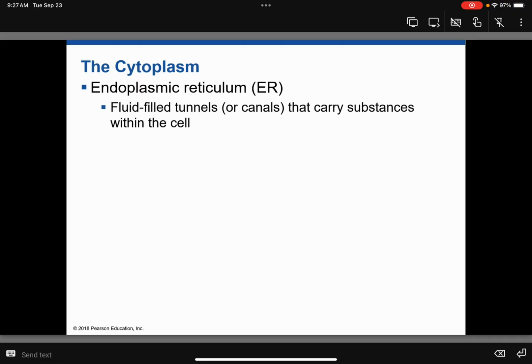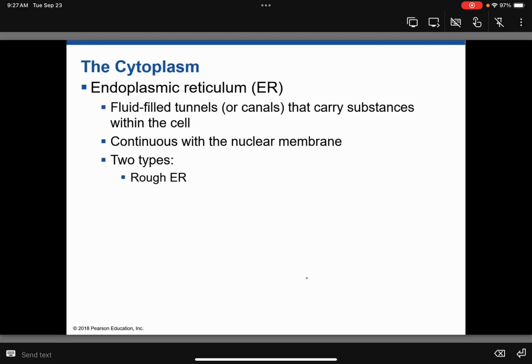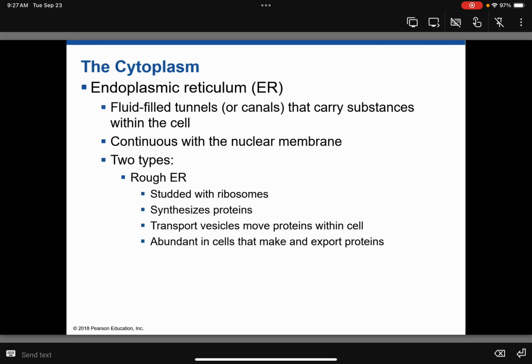Next organelle is the endoplasmic reticulum. You can call it the ER. So these are fluid-filled tunnels or canals that carry substances within the cell. And it is continuous with the nuclear membrane. As you can see, if you look at the picture on page 68, it is surrounding the nucleus. And it is also attached to it in a way so that some of the contents of the nucleus can leave and enter into the ER for the purpose of creating proteins.